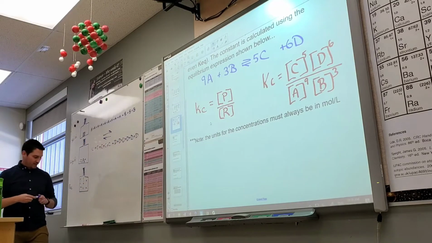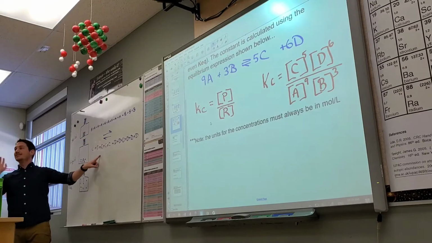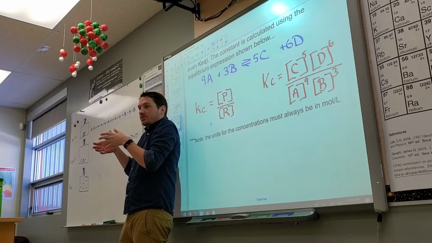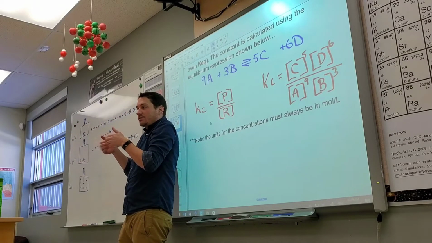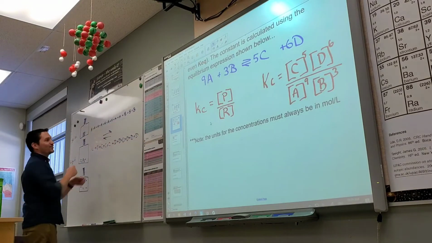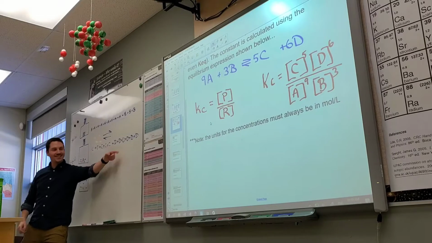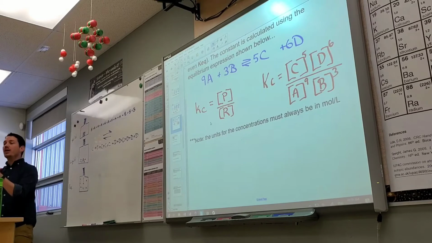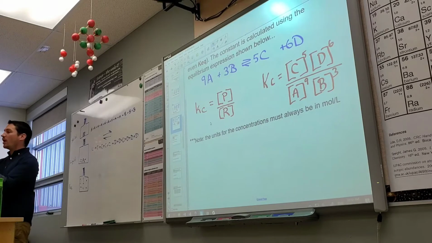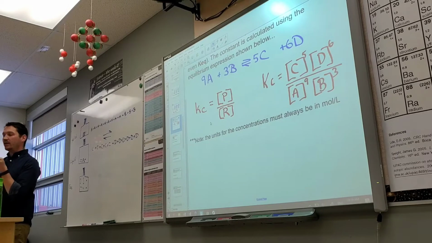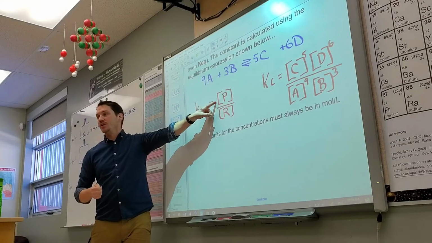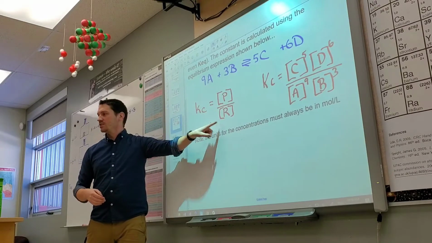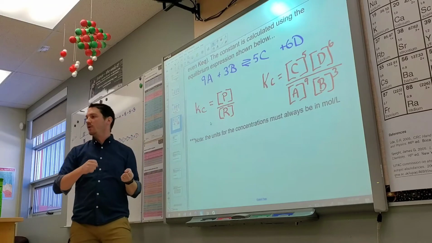Would you agree that this is the exact same thing as that? It's just that we've combined our like terms. It's a math thing, right? Good? So 9 A's are reacting with 3 B's to make 5 C's and 6 D's. Well, the idea is that we want to take the concentrations of all the products and multiply them together. On top is the concentrations of all the products, and you multiply them all together. And you divide by the concentrations of all the reactants, and you multiply them all together.